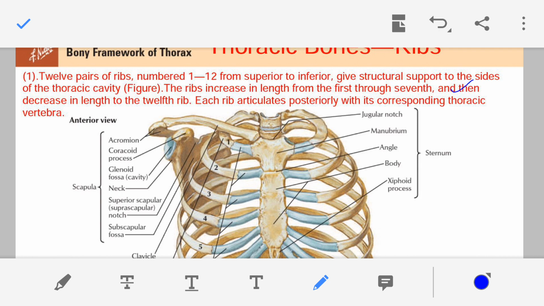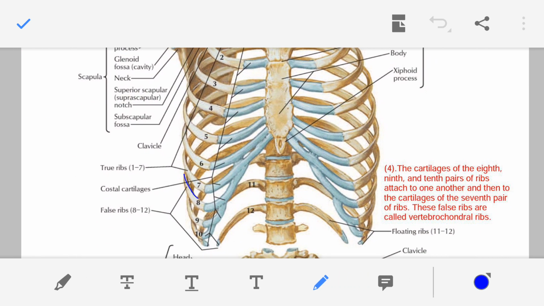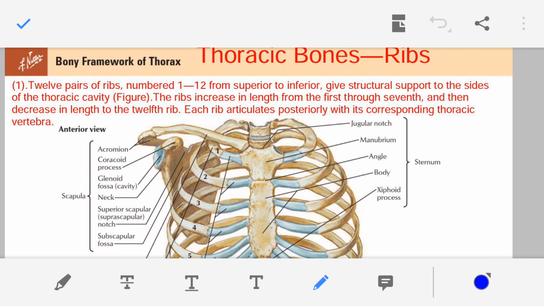And then from rib number 8, 9, 10, and 11, 12, the length of the rib is decreasing. And each rib on the posterior side is articulating or joining with the thoracic vertebra.